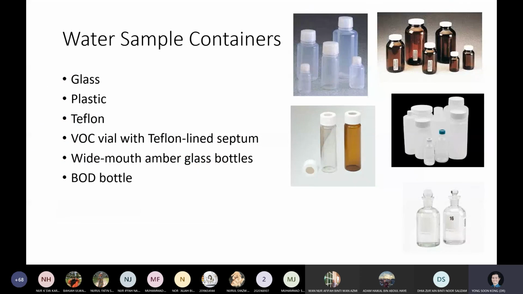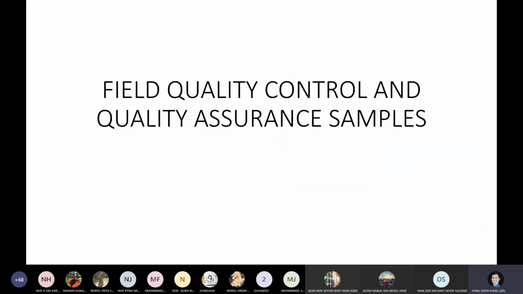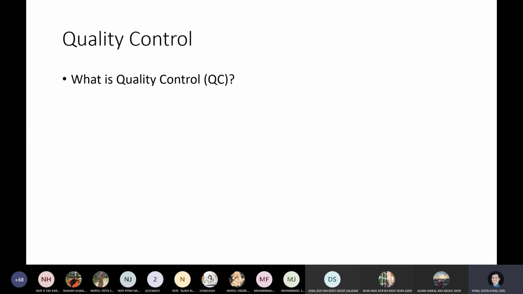So with that, these are the examples of bottles where you can see for yourself. So I'm going to continue with the quality control and also quality assurance for field sampling. As far as water quality is concerned, there are a few samples that you need to consider and plan out before you embark on your sampling journey.